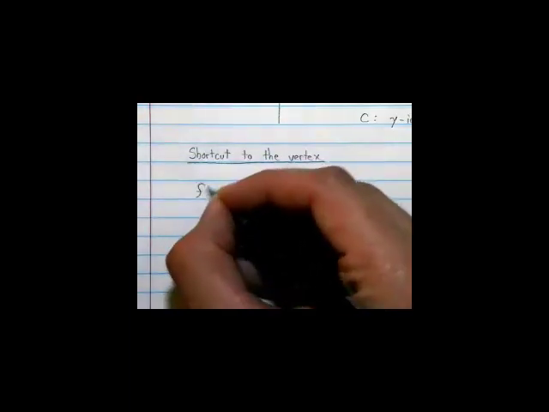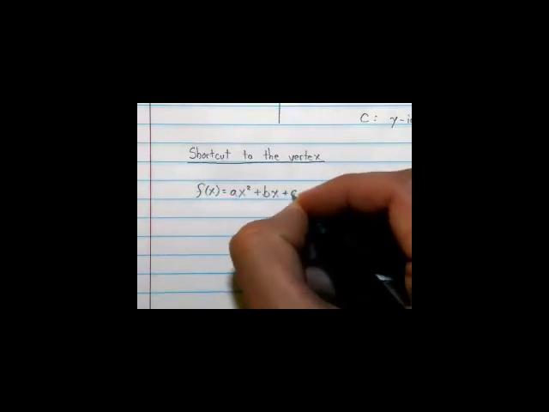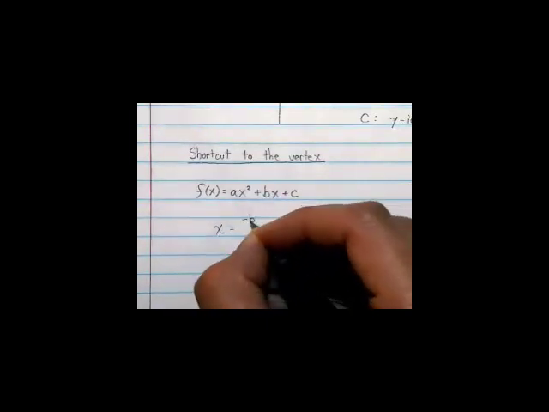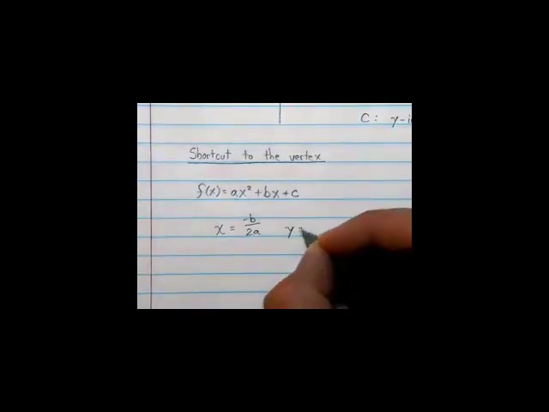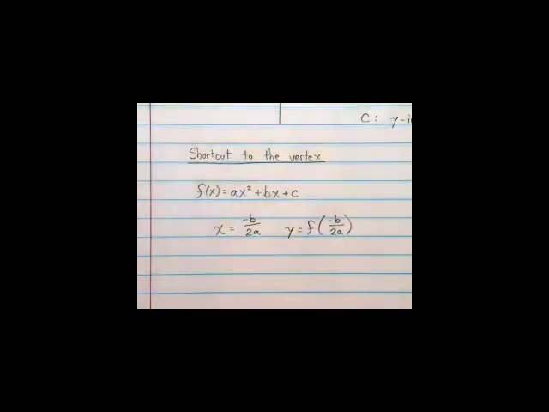So the shortcut to the vertex, if you have something in standard form, f of x equals ax squared plus bx plus c: the x-coordinate of the vertex is negative b over 2a. Does that look familiar to you? You've used it before. Maybe you don't remember, but you have. And then if you want the y-coordinate, it is f of that. You plug that number into the function, and that'll give you the y-coordinate.